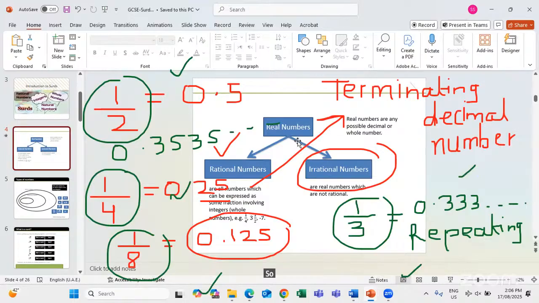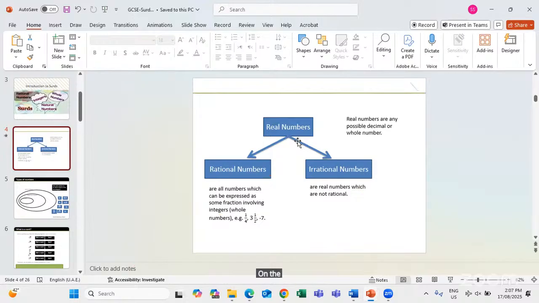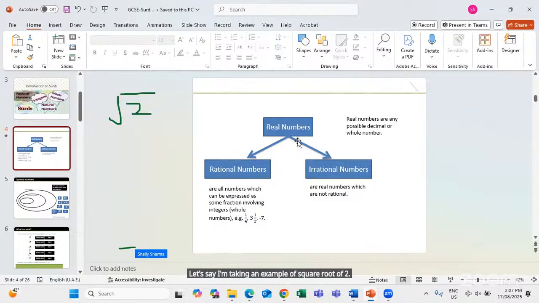So what will be an irrational number? Rational numbers can be terminating or repeating. Okay, they can be either terminating or repeating. Any one of the conditions, if it is followed, it is a rational number. On the other hand, if I am taking an example of the square root of 2, you will see this number will come out like 1.414, and it keeps going.